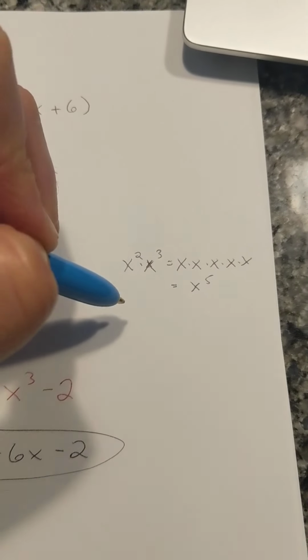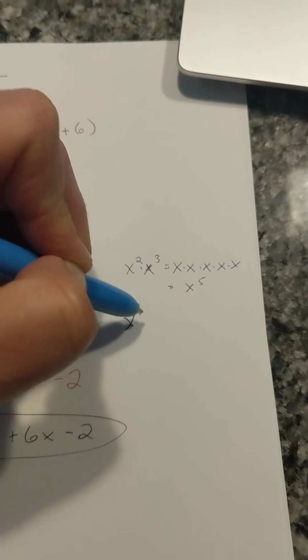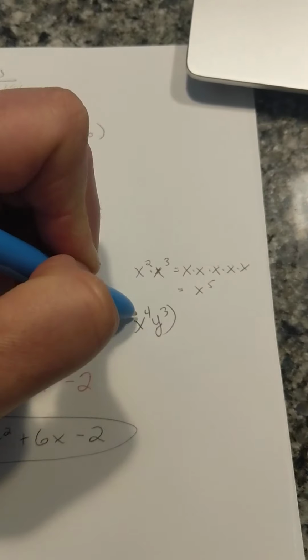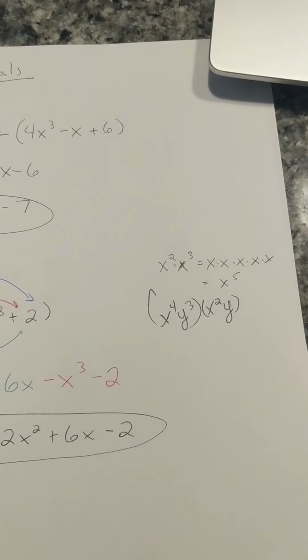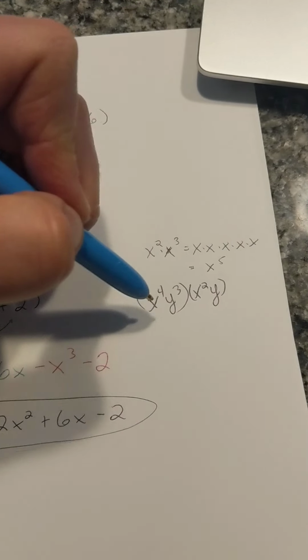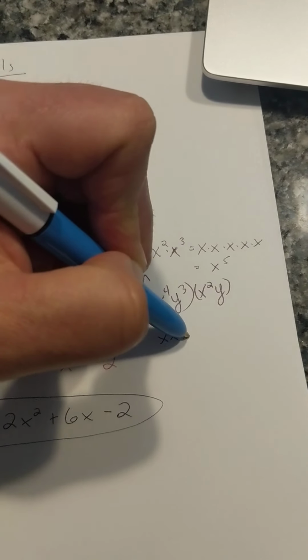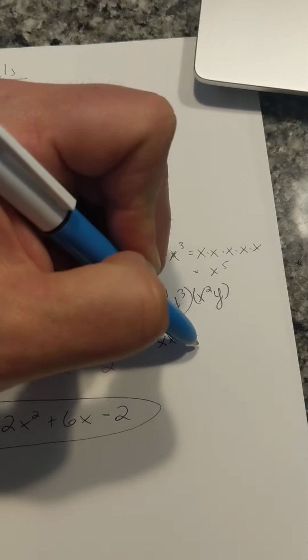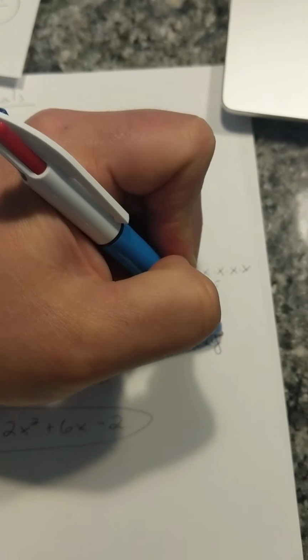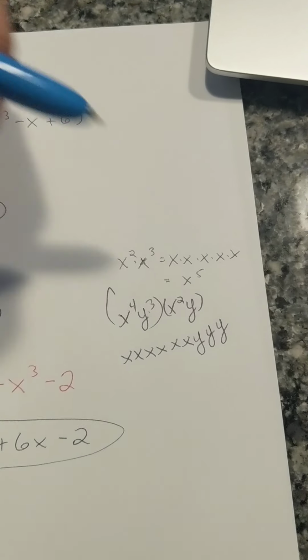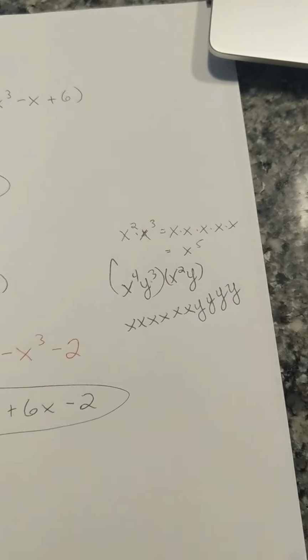If we want to complicate this a little bit, we could have x to the 4th y cubed times x squared times y. Well, what would this be? Well, if I just expand it out, I have 1, 2, 3, 4 x's. I have 2 more x's. I have 1, 2, 3 y's. And I have 1 more y.